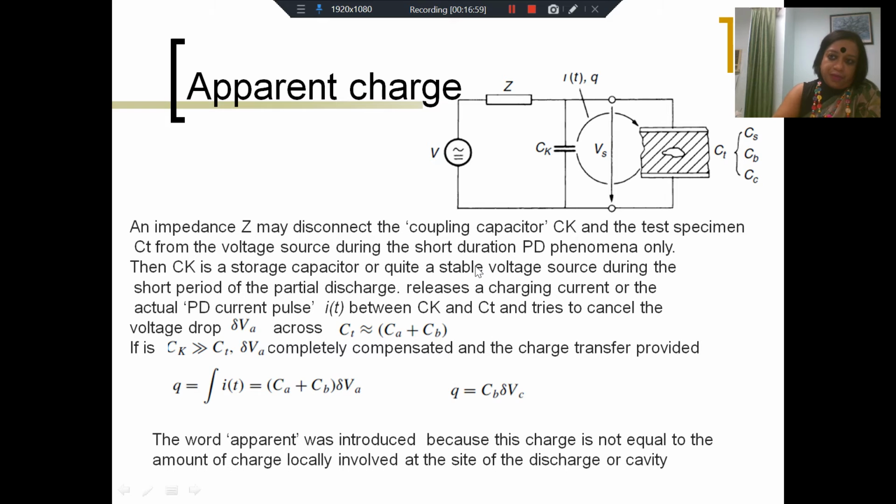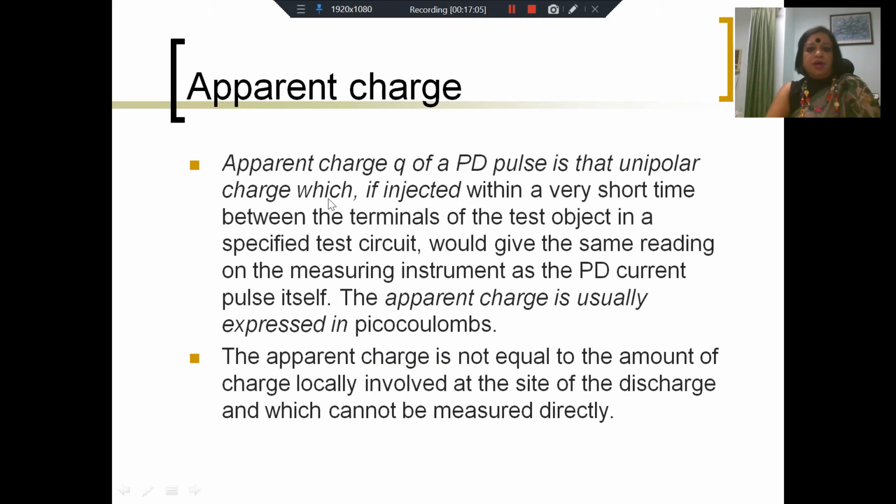So this is very important to understand that this is an apparent charge and not the real charge involved. The apparent charge Q of a PD pulse is that unipolar charge which, if injected within a very short time between the terminals of the test object in a specified test circuit, would give the same reading on the measuring instrument as the PD current itself. The apparent charge is usually expressed in picocoulombs.